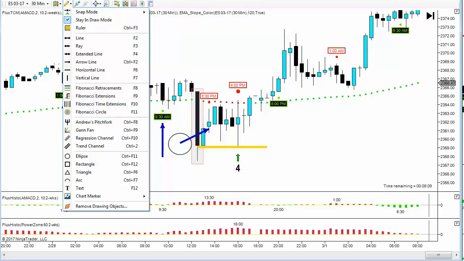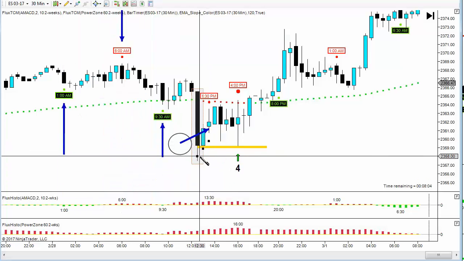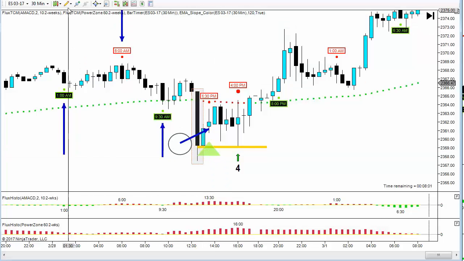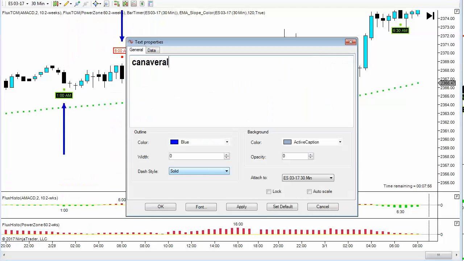So this is where I would normally put one of these. And I type the word Canaveral. It's a very bullish pattern and will be very helpful to you in an uptrend.